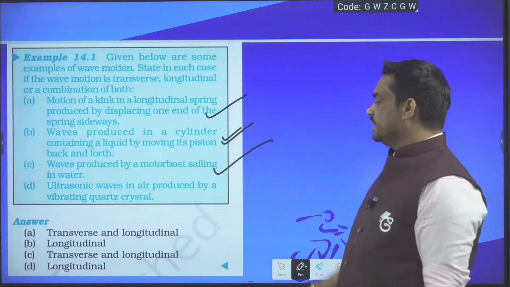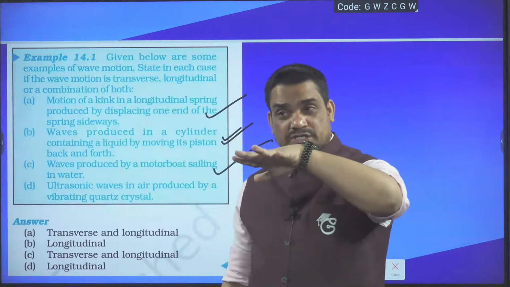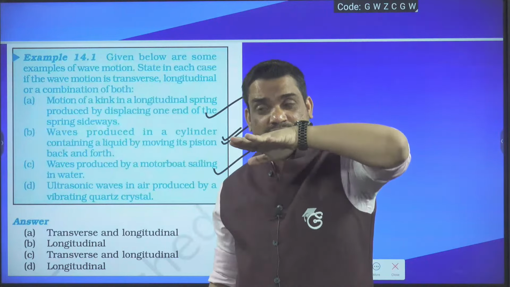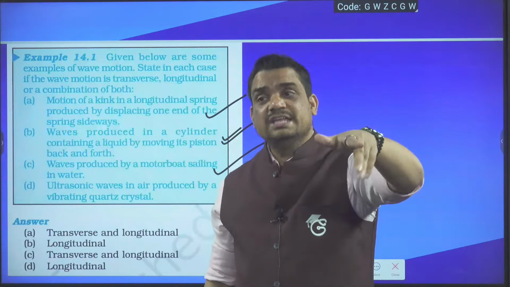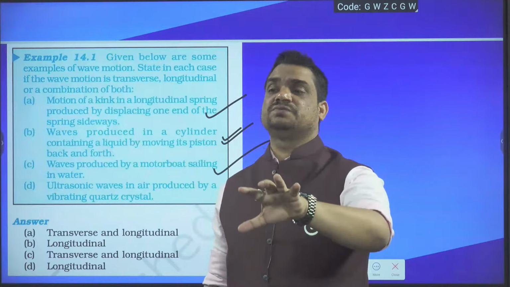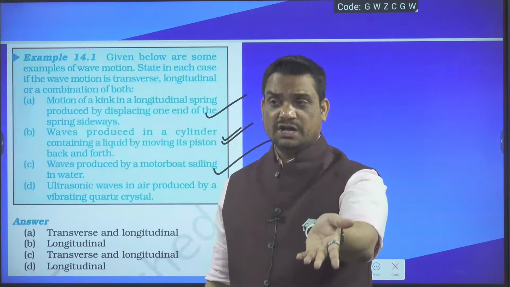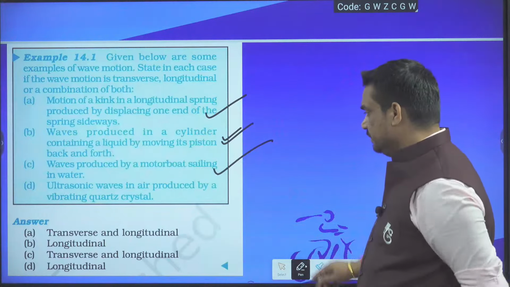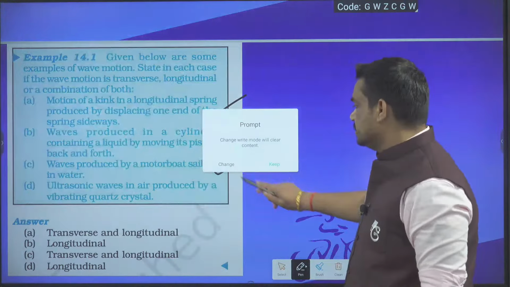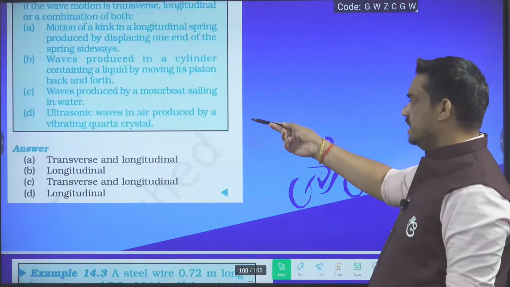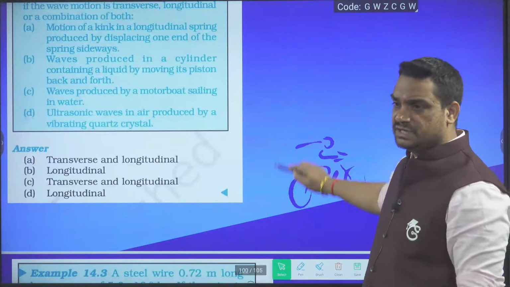Waves produced by a motorboat. Motorboat means waves on the surface of water, and on the surface of water it can be longitudinal as well as transverse. On the surface of water these waves are known as ripples. Ripples are both longitudinal and transverse. And then next we have ultrasonic waves. Ultrasonic means ultimately sound waves. Sound wave is longitudinal.